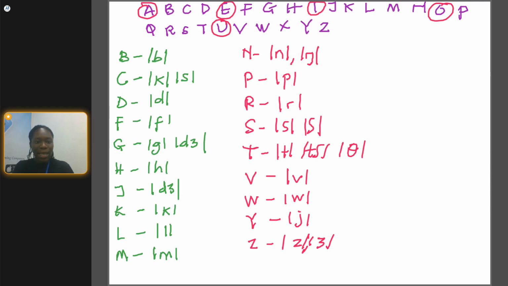For letter D, we can say letter D gives us the th sound. Just like letter T is giving us the th sound, letter D can also give us the th sound. So these are basically the consonant sounds that we have and we are going to be looking at.